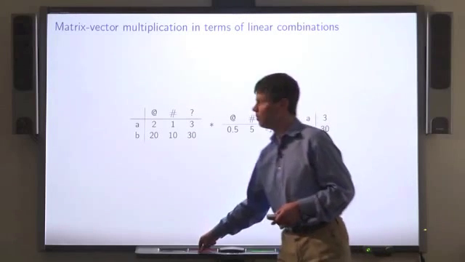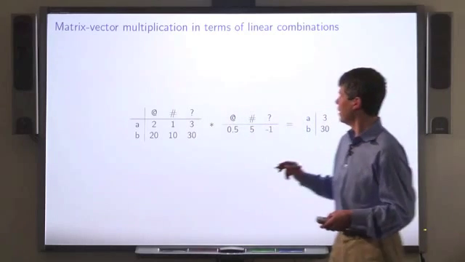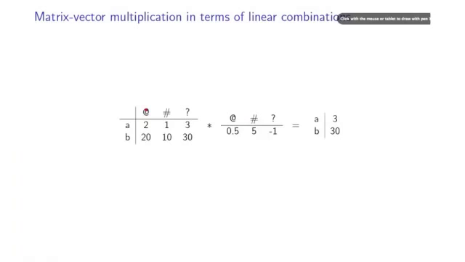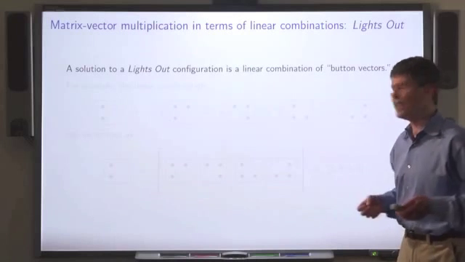Here's another example. The product of this matrix by this vector is obtained by taking this entry of the vector and multiplying it by this column of the matrix, this entry multiplied by this column, and this entry multiplied by this column. And here's the result.